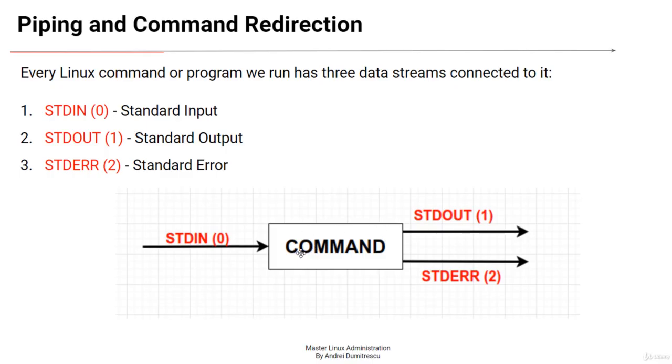Every command or program we run has three data streams connected to it. stdin, or standard input, which represents data fed into the program or the data the program is working with. stdout, or standard output, which is data printed by the program by default to the terminal, and stderr, or standard error, for error messages and also defaults to the terminal.